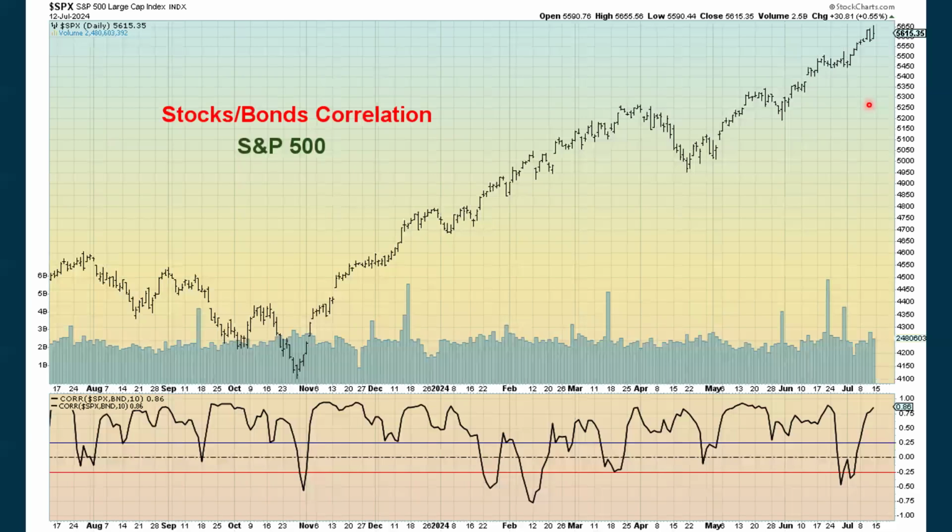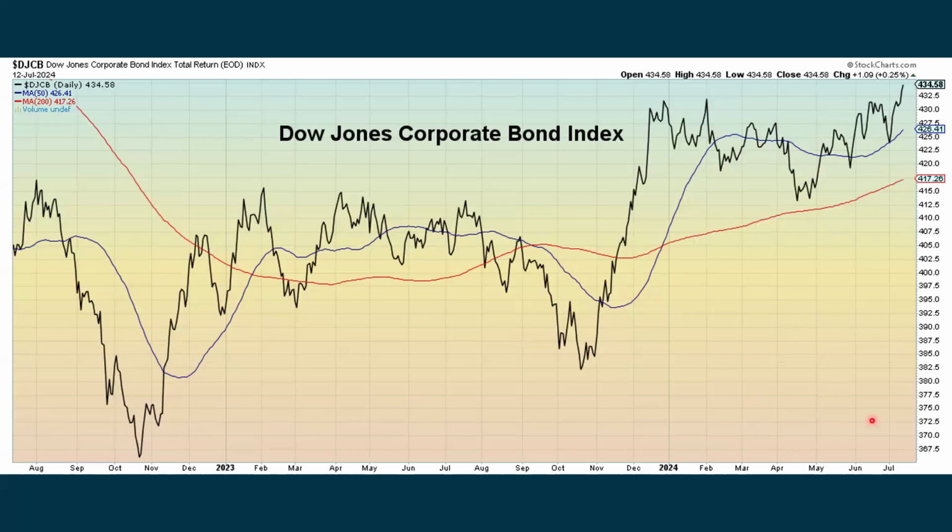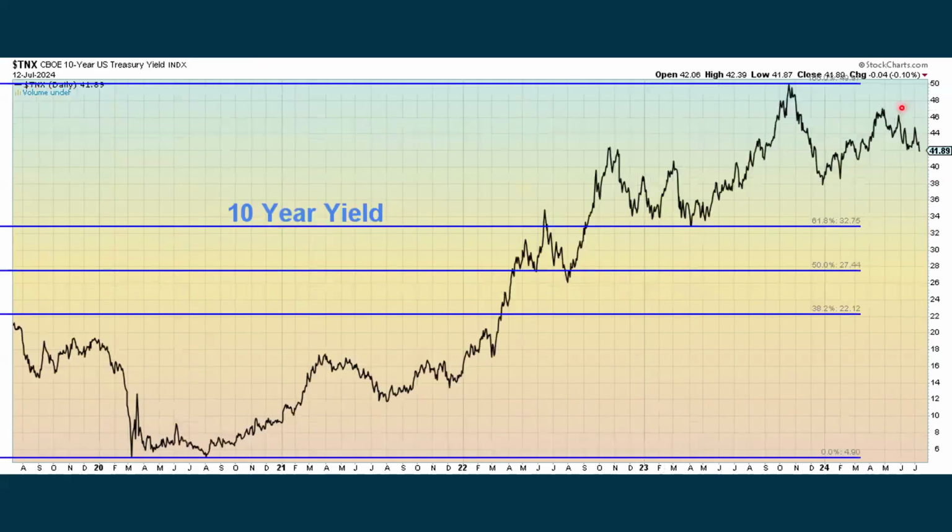And stock to bond correlation shows that the price of stocks and the price of bonds are tending to go in the same direction at the same time. So if bond prices are going up, that means that interest rates are going down. Lowering interest rates typically will help stock prices. Here's the Dow Jones Corporate Bond Index, which has pretty much been going sideways, but starting to break out and showing some improvement here and still in an uptrend.